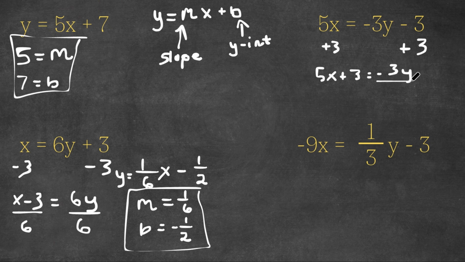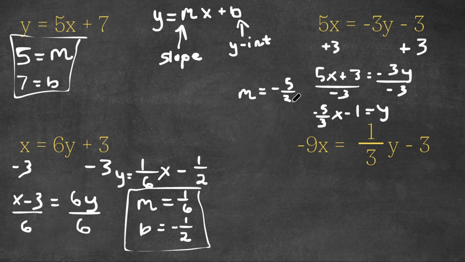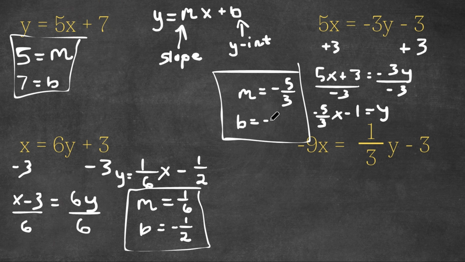Now if I divide by negative 3 on both sides, we get negative 5 over 3x minus 1, because 3 divided by negative 3 is negative 1, is equal to y. So now that it's in this form, we know that m is equal to negative 5 over 3, and b is equal to negative 1.